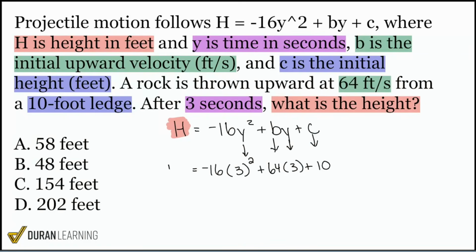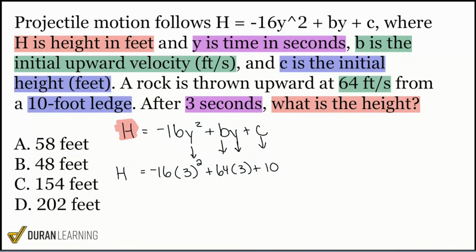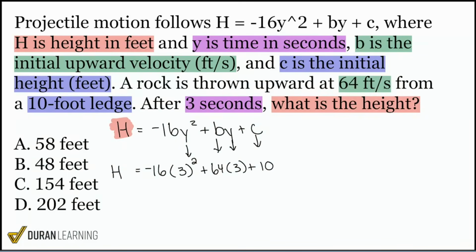And now all that's left to do is calculate. We don't have to work backwards here. We're working forward. So let's get this done one step at a time. So first up, we have 3 squared. 3 squared is the same as 3 times 3, which is 9. So we have h equals negative 16 multiplied by 9.